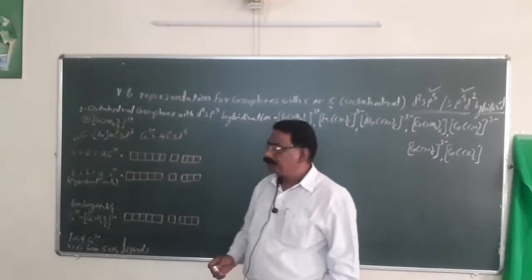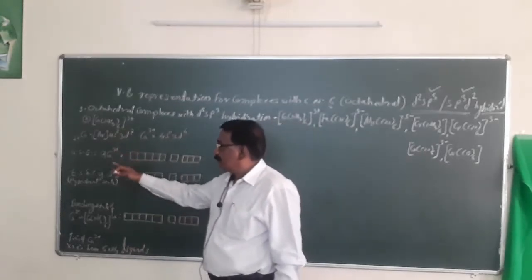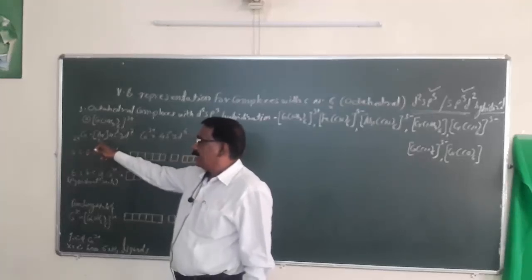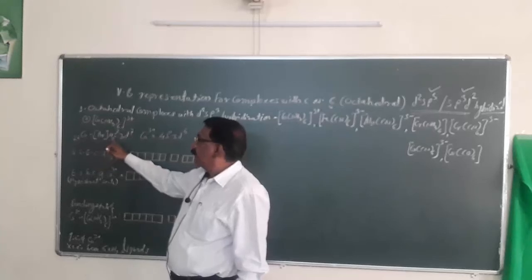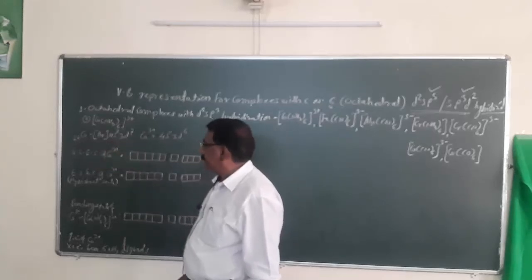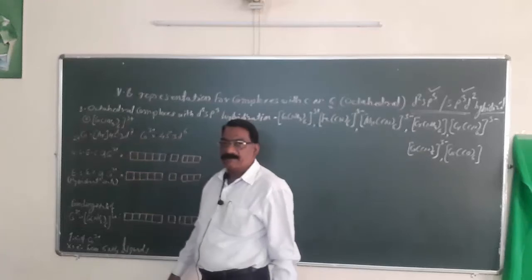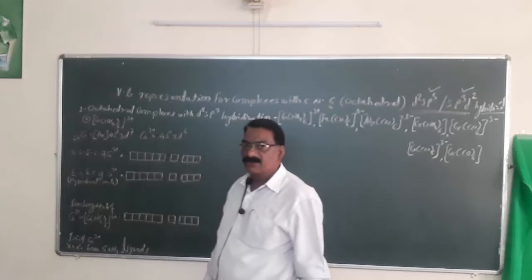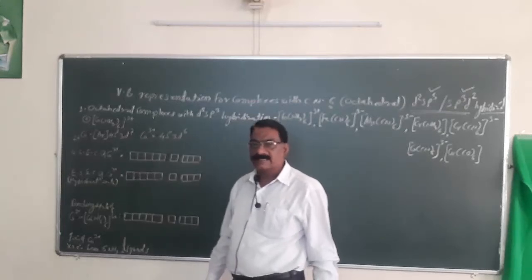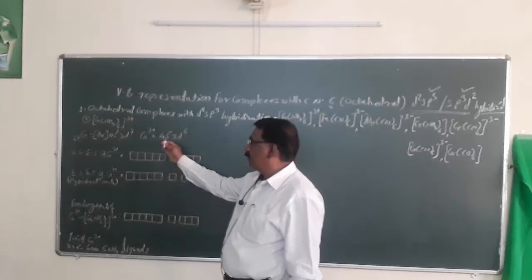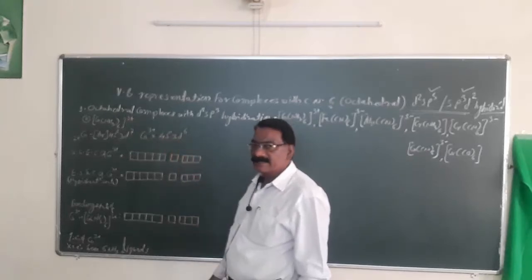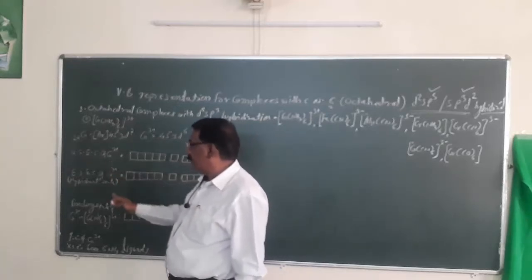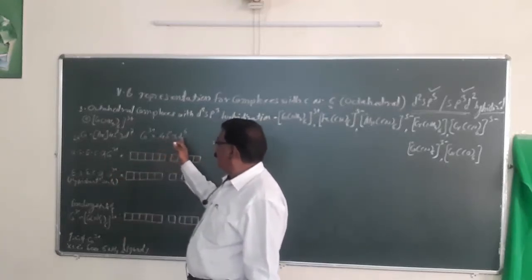Here the central metal atom is cobalt. Its atomic number is 27, and the electron configuration is argon core completed, 4s2 3d7. The oxidation state of Co is +3 in this complex. So for Co3+, three electrons are removed from the valence shell and we have the electron configuration 4s0 3d6. This is its ground state electronic configuration.